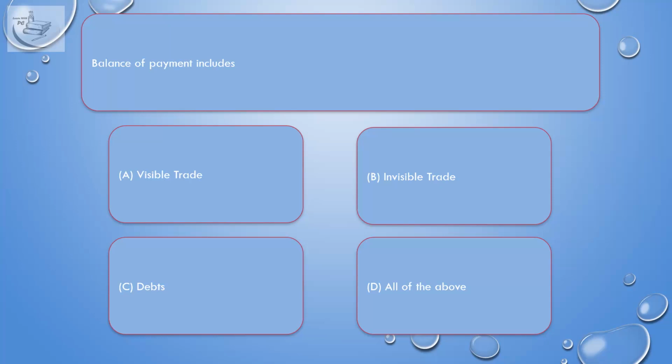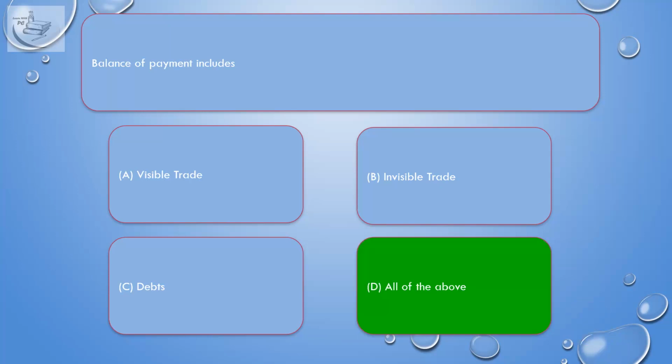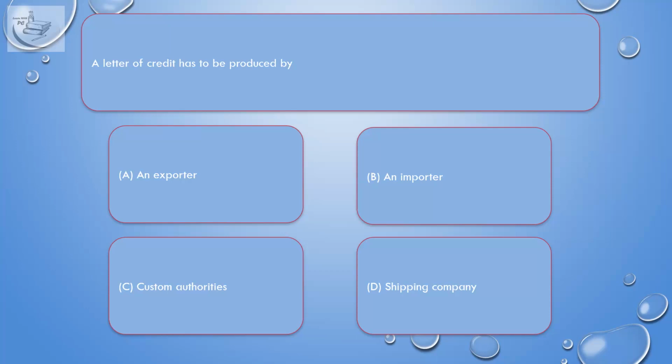Question: balance of payment includes A. Visible trade. B. Invisible trade. C. Debts. D. All of the above. Correct answer is D. All of the above. Question: a letter of credit has to be produced by A. An exporter. B. An importer. C. Custom authorities. D. Shipping company. Correct answer is B. An importer.